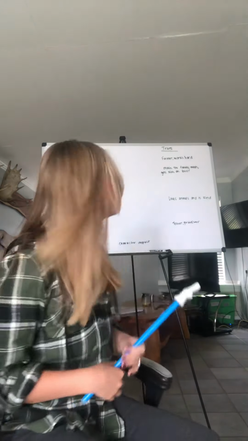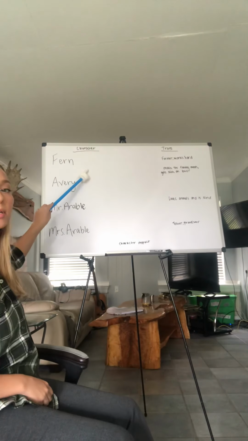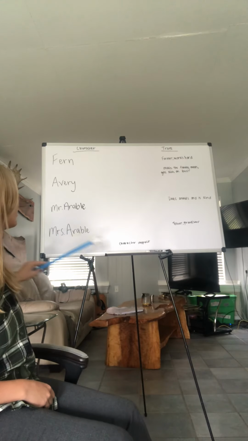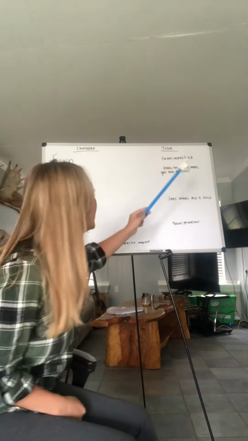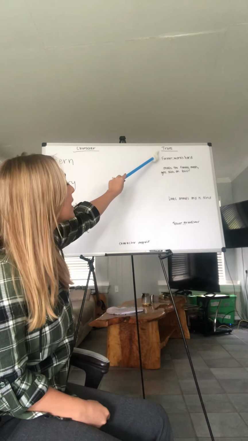So what I want you guys to do for this activity is I am going to be handing out a worksheet. Now the first part of this activity, I want you guys to match the characters, which are right here, to the character description. So for example, your worksheet is going to look something like this. On the left side over here, we have a list of the characters. So we see Fern, Avery, Mr. Arble, and Mrs. Arble.